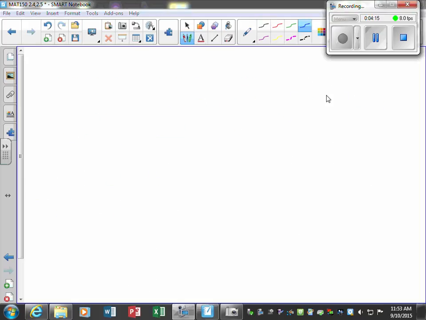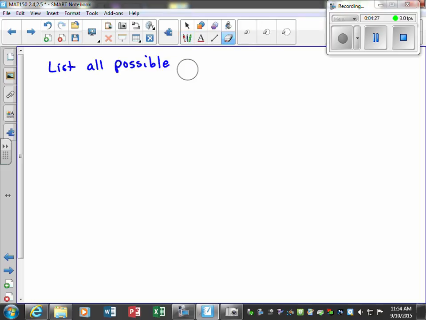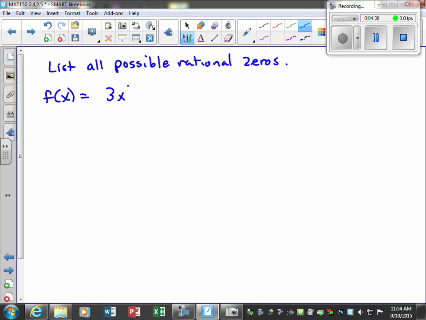Alright, this is just extra for some practice. First of all, I just want you to list all possible rational zeros. And I'm going to give you the function to be f of x is equal to 3x to the fourth minus 11x cubed minus x squared plus 19x plus 6.